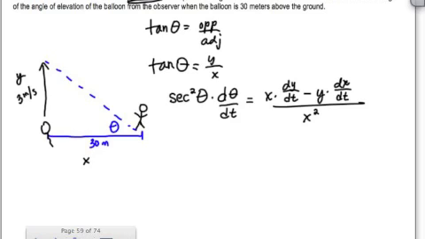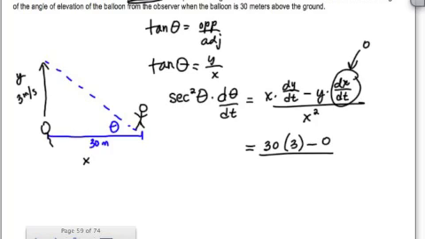All right, so here we go. We're going to plug in our values. x we know is 30. dy over dt is 3, minus y. Now you could find y. Do I need to find y? No. It's all being multiplied by 0 anyway, right? So 0, all over x squared, which is 30 squared.